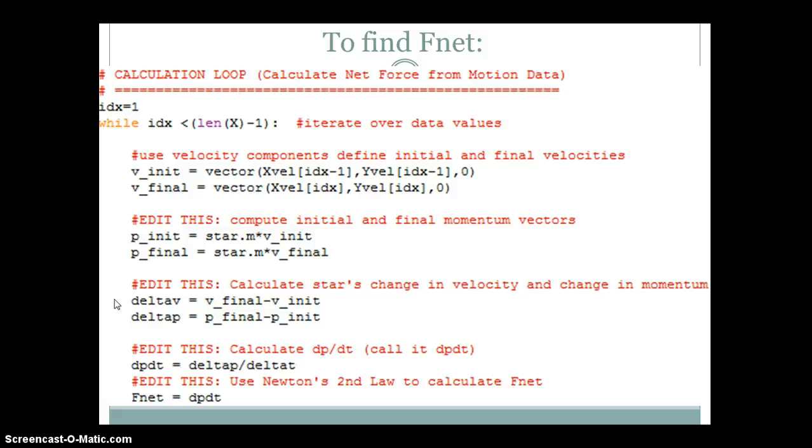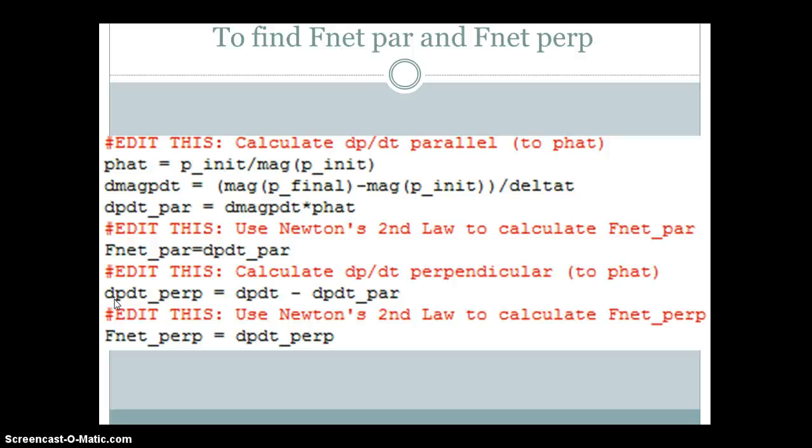This is where we linked the motion observations to the interactions of the system. We pushed this further by calculating Fnet parallel, which accounts for speeding up and slowing down, and Fnet perpendicular, which accounts for the curving of the trajectory, and linked those to the total pushes and pulls of the system.